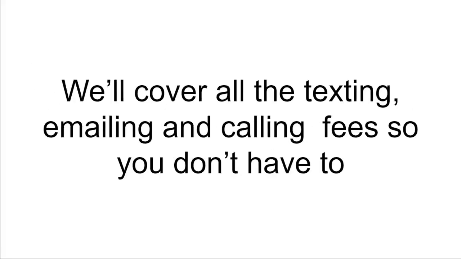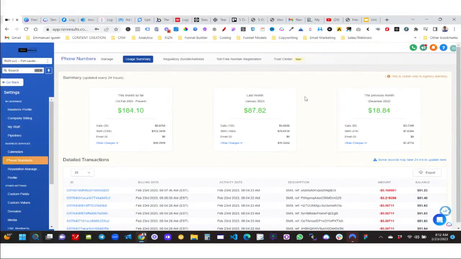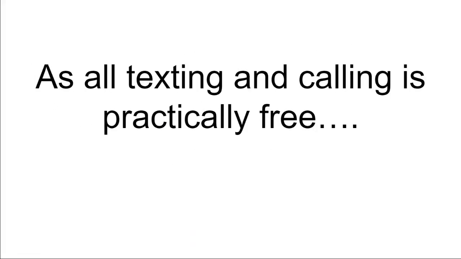On the unlimited plan, $247 a month, you don't have to worry about texting, you don't have to worry about calling. And if you do the math, if you were looking at a $184 bill in addition to the $97, you're already paying more than $247. And if you run over that, we'll cover it.